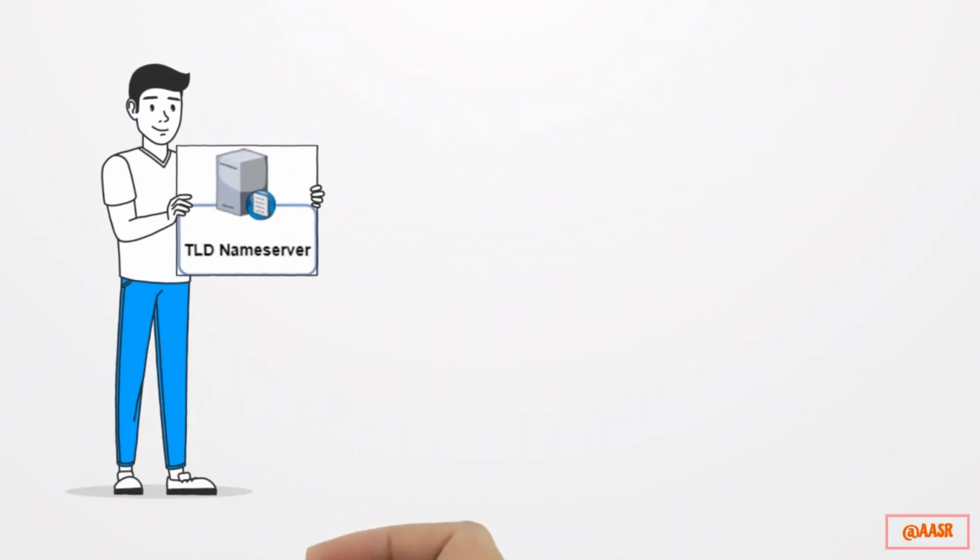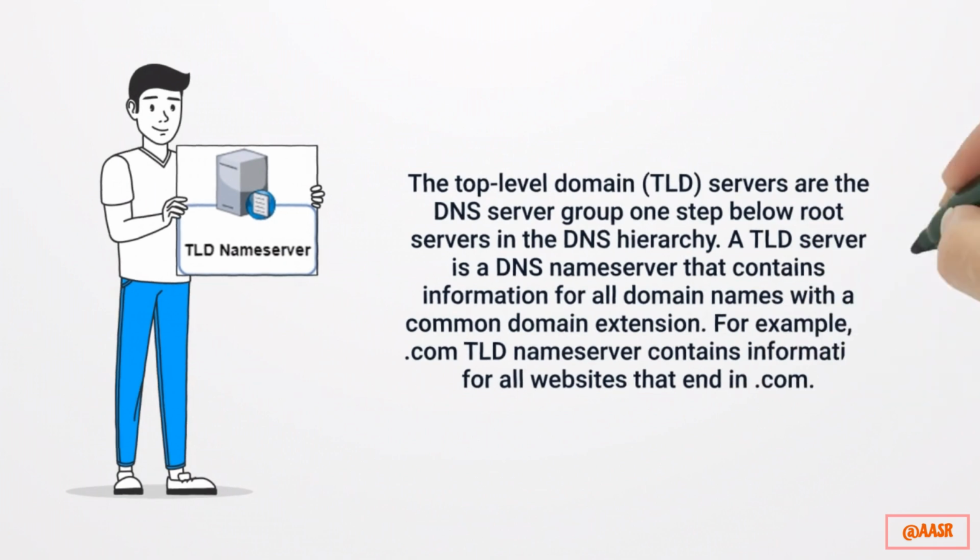The top-level domain (TLD) servers are the DNS server group one step below root servers in the DNS hierarchy. A TLD server is a DNS name server that contains information for all domain names with a common domain extension. For example, a .com TLD name server contains information for all websites that end in .com.